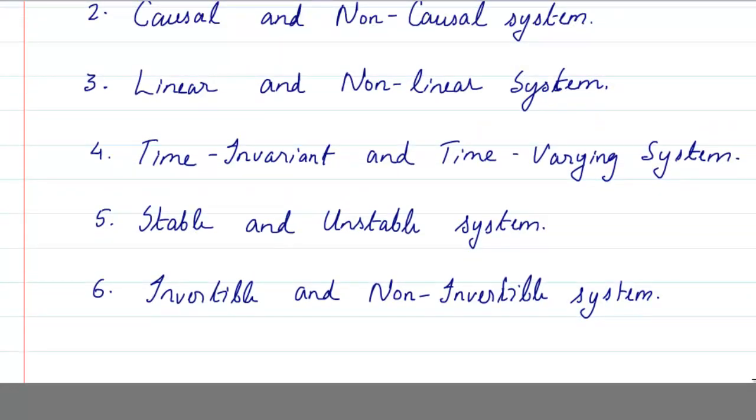Invertible systems are those in which, if you are given the input and the output, you can interchange the input and output and still get the results. Anyway, when we go into detail, we will define each of these classifications one by one. So let us start with the first one.